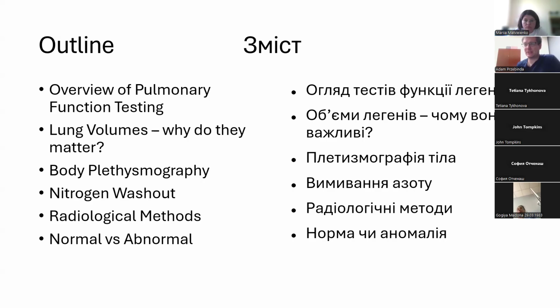So we'll put some context here for the lung volumes, and then we'll briefly talk about why they matter. But the majority of the time will be spent reviewing body plethysmography and the principles underlying it. Small amount of time on nitrogen washout because it's a fairly simple process. And then a brief thing on radiological methods and a note on what is normal, what is abnormal, how do we define that as it applies to the results of pulmonary function tests.